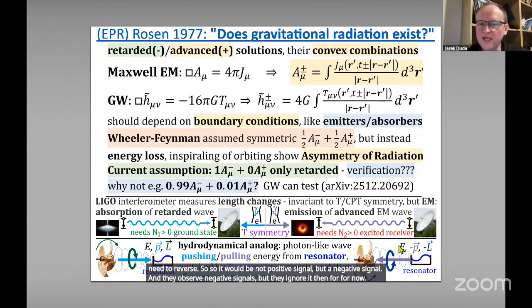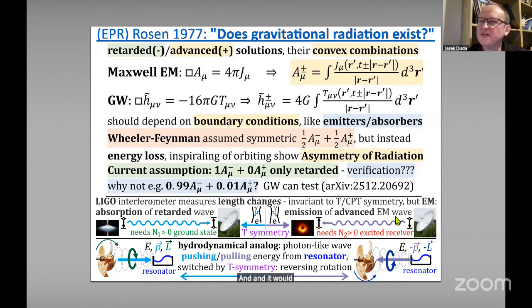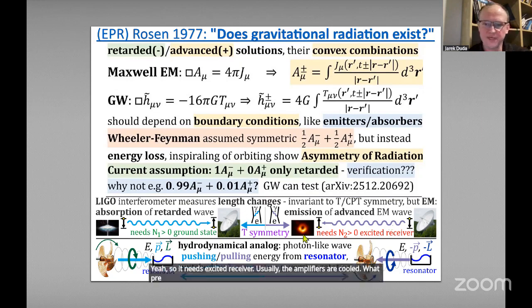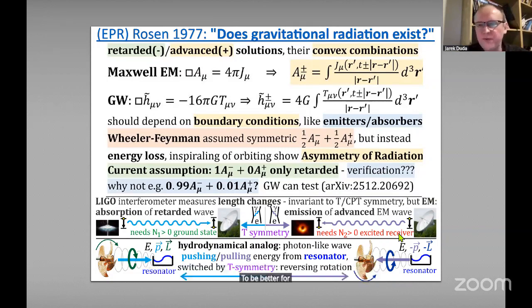And it would need the antenna, the amplifier, to be excited. So it needs an excited receiver. Usually the amplifiers are cooled, which prevents such observation. So maybe we should also think about special amplifiers for telescopes, which are artificially excited, to be better at observing negative signals, for example from black holes.